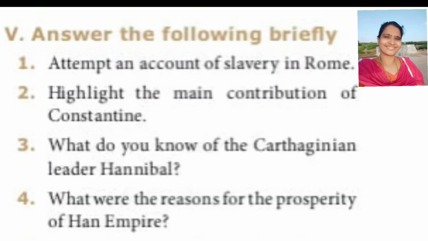Fine, children. Moving on to fifth Roman number. Answer the following briefly. First one, attempt an account of slavery in Rome.